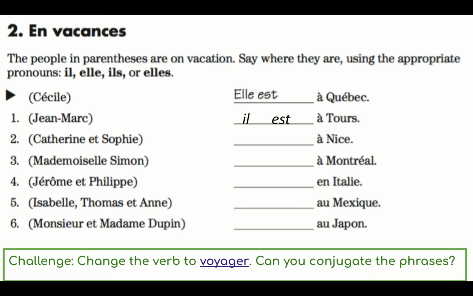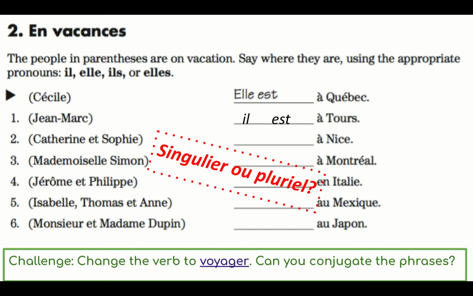Okay, so on continue. Singulier ou pluriel, oui, okay. Catherine et Sophie. Okay, est-ce que ça c'est singulier ou pluriel? How do you know? Okay, well, one clue is this: ET means and. So you know it's plural. So then you're dealing with ils or elles. Is it they, masculine, or they, feminine? Catherine et Sophie. What do you think? Elles, oui, c'est féminin. Okay, so it's deux filles, elles.